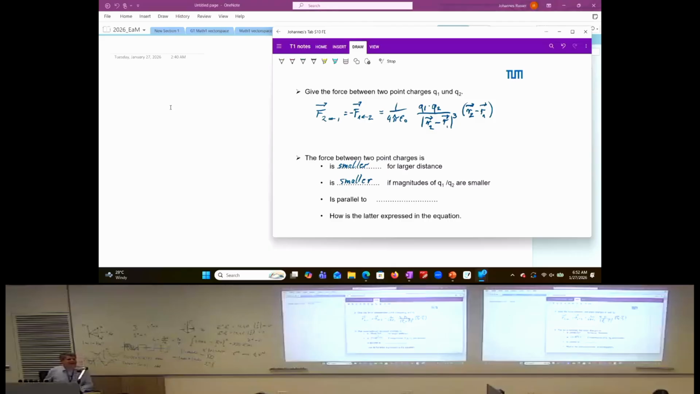What is it aligning with? Parallel to what quantity? Yeah, that's correct. The distance vector. Thank you. So in the distance vector, that is basically R2 minus R1. Sorry, this is just meant to be a regular bracket.